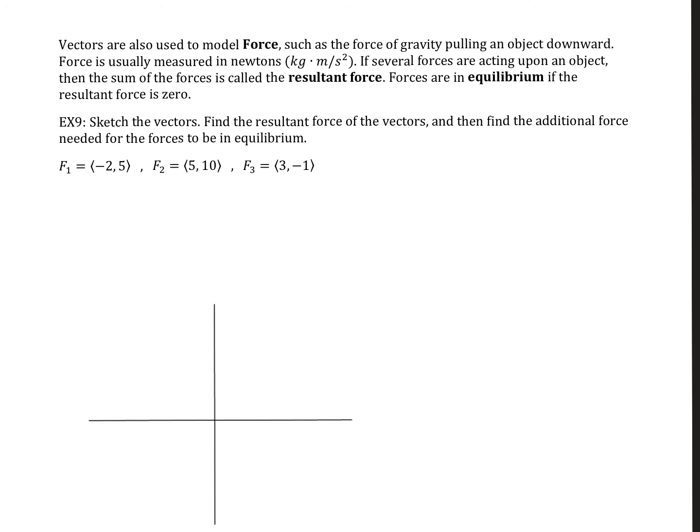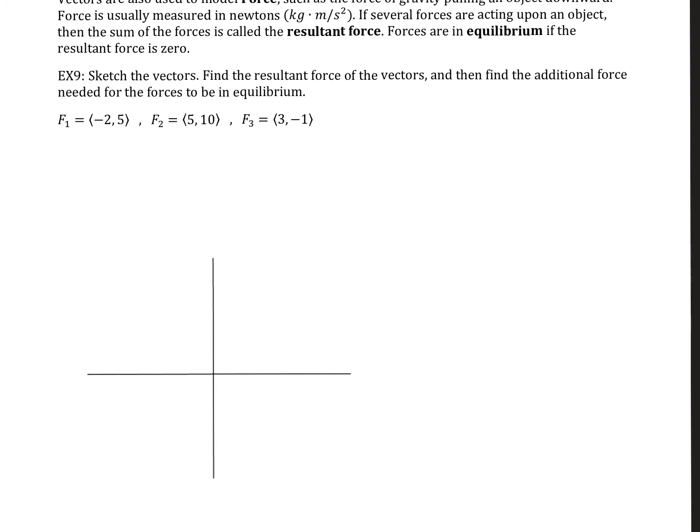Alright, example 9. Sketch the vectors. Find the resultant force of the vectors, and then find the additional force needed for the forces to be in equilibrium. Alright, so let's go ahead and first sketch the vectors. So we go ahead and scale our graph accordingly. It looks like the largest horizontal value we get is a 5, and the smallest is a -2. Largest vertical value is a 10, and smallest is a -1. So 1, 2, 3, 4, 5, 6, 7, 8, 9, and 10. I'll go ahead and extend it a little bit.